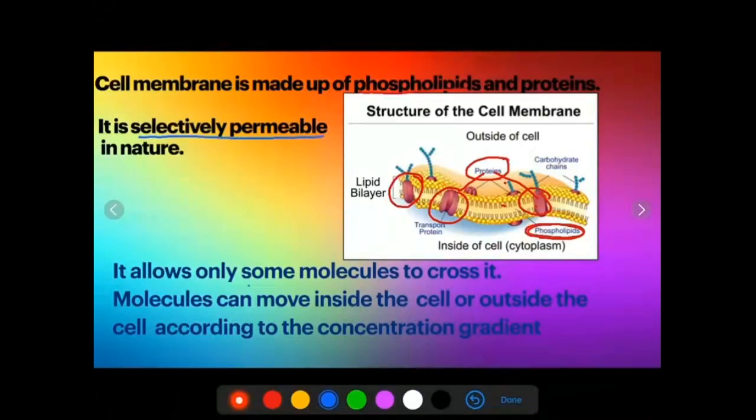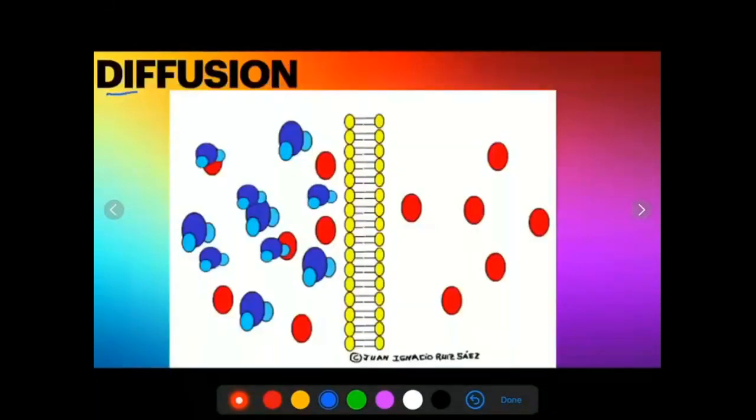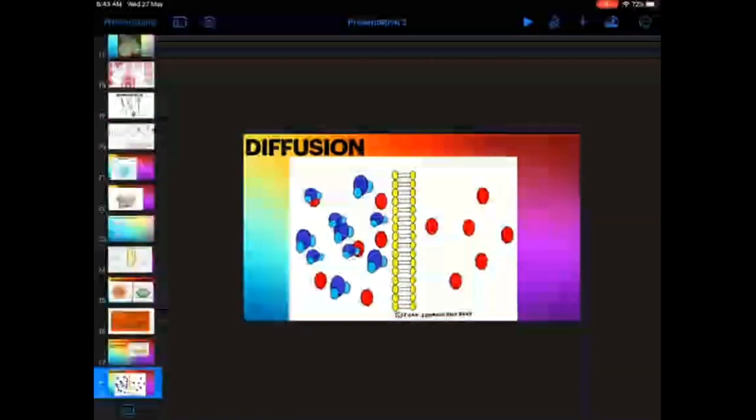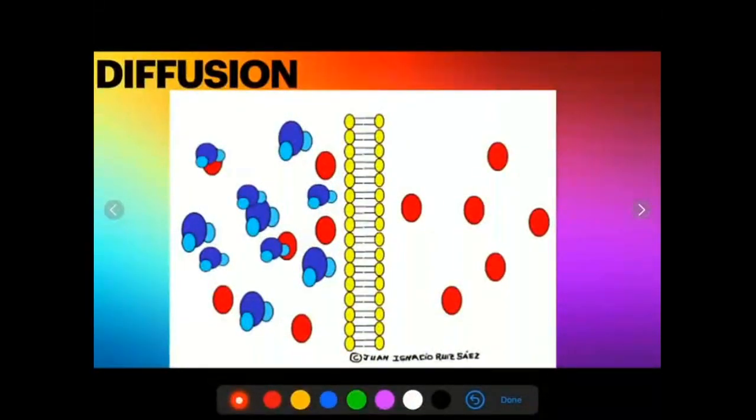It selects the particles and then it allows only some molecules to cross it, inside the cell or outside the cell. The molecules can move from inside of the cell to outside, and they can move from outside to inside. The condition required for that is concentration gradient. Concentration gradient means difference in the concentration of the molecules or water. This membrane can allow movement by a process called diffusion. You have studied diffusion in class 8. What is this diffusion? It is movement of molecules from higher concentration to lower concentration.